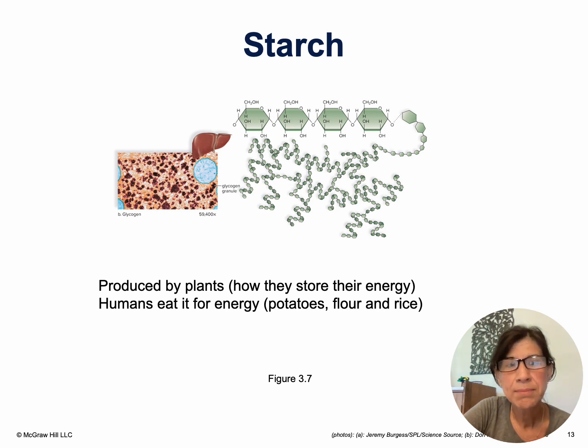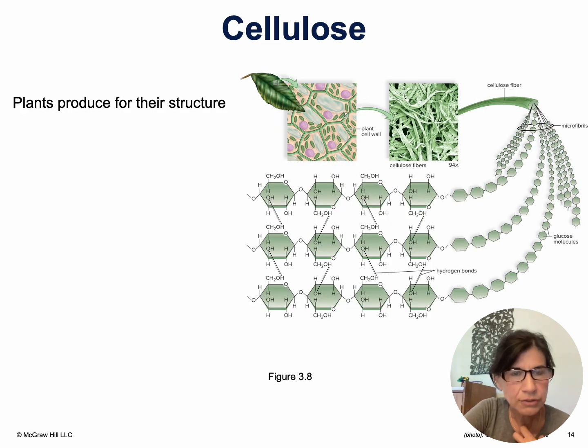It's produced by plants. That's how they store their energy. Humans eat it for energy. So all the foods we eat, potatoes, flour, rice, those are all derived from plants. That's starch that the plant produced, and we consume for energy. Cellulose, right, is another polysaccharide that plants produce. They don't produce this for energy, they produce this for structure, right? This is how a plant can grow upright. It doesn't have a skeleton, but it can make cellulose.